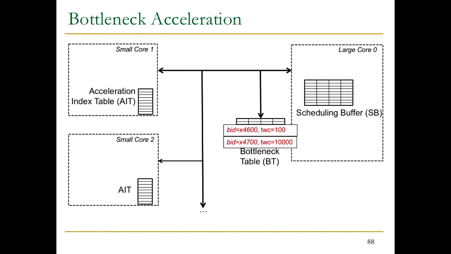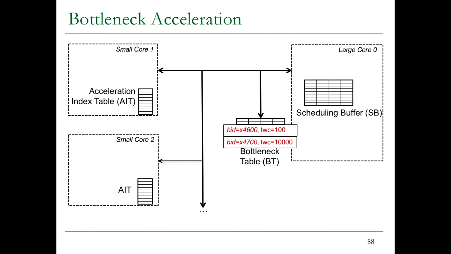Now, one of the issues over here, whenever you design a system like this, is that you need to communicate with this bottleneck table, right? And that turns out to be a bottleneck in itself, the communication. So you don't want to replace a bottleneck with some other bottleneck. So how do we solve this problem? Basically, you need to cache portions of this bottleneck table inside the small core, such that you can make the decision quickly, locally, to decide whether you're going to execute the bottleneck here or there.